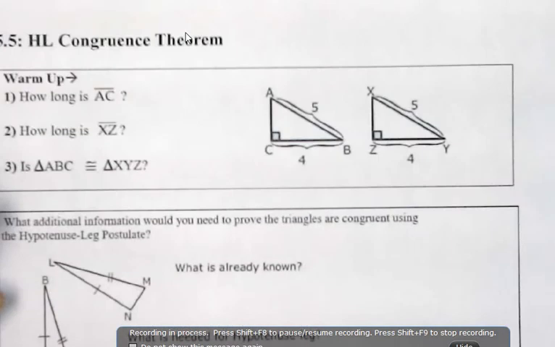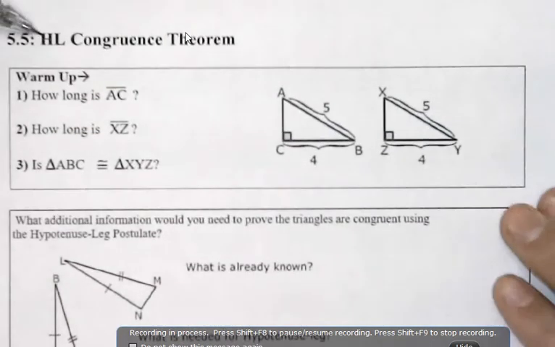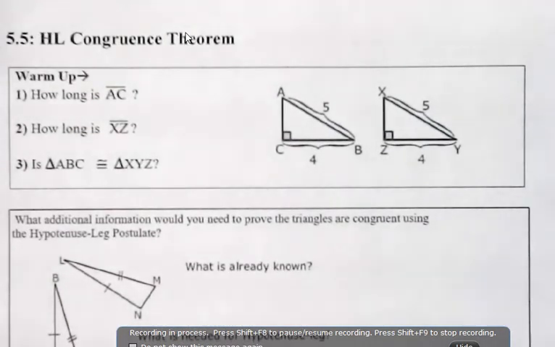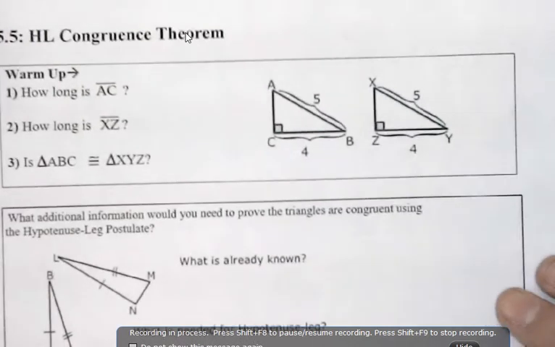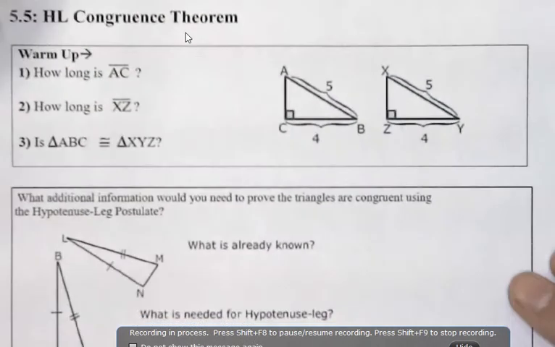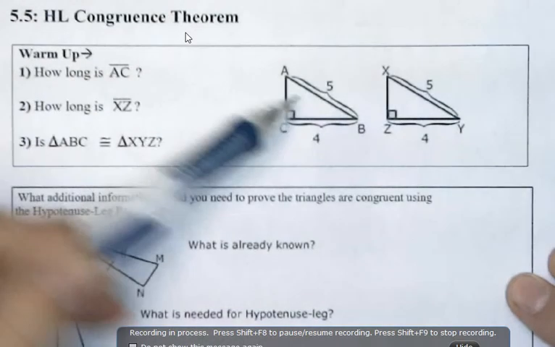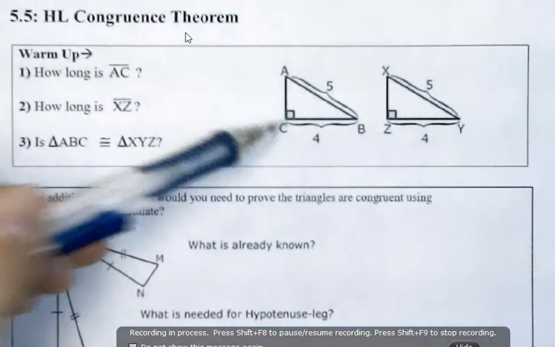we have the hypotenuse-leg congruence theorem. Alright, so we're going to do another little warm-up. This is still 5.5, but we're talking about a different theorem, so we're going to do a different warm-up for it. So here it's asking how long is segment AC, so here's segment AC, and how long is XZ.